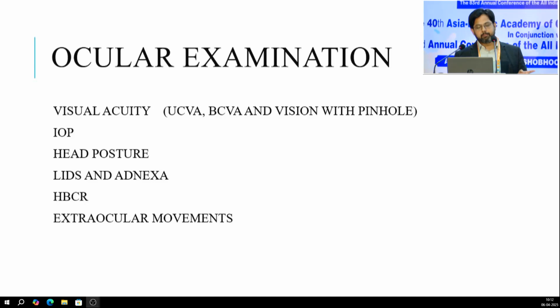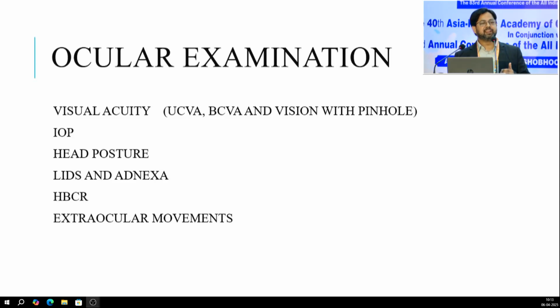Now coming to ocular examination, you need to document the visual acuity. Both uncorrected, best corrected, and vision with pinhole, very important. You need to document IOP, preferably with a non-contact method. You need to document the head posture. Do not directly jump to cataract examination.